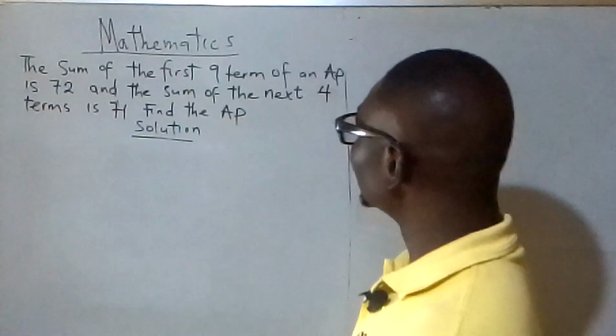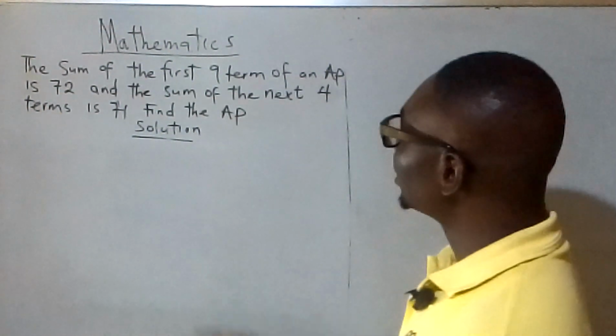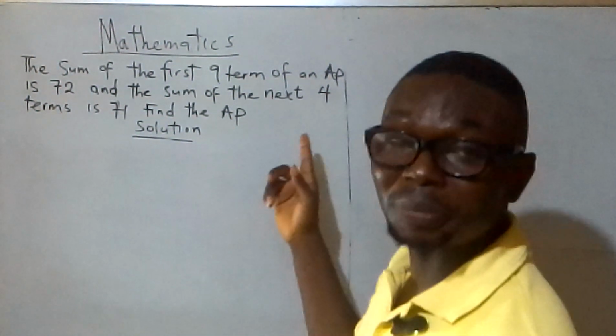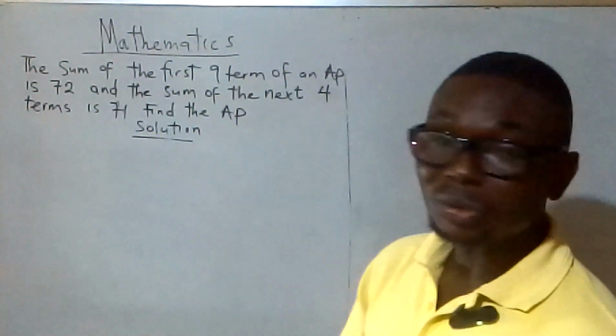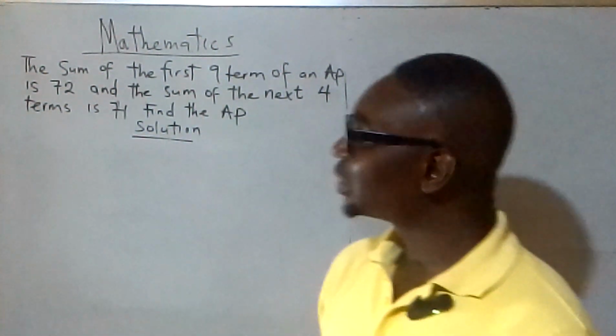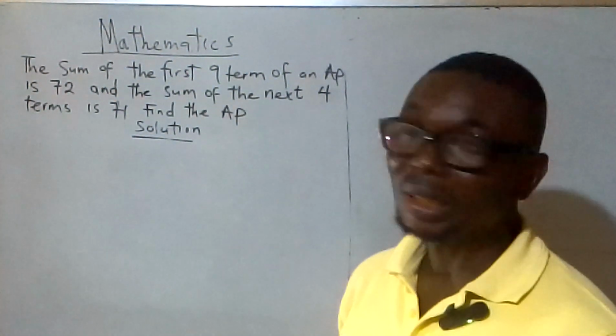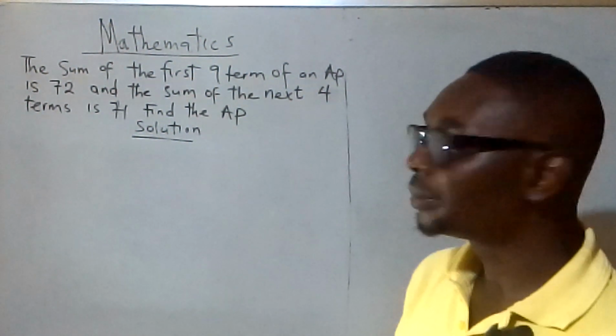Let's solve this question on AP. The sum of the first 9 terms of an AP is 72, and the sum of the next 4 terms is 71. Find the AP.